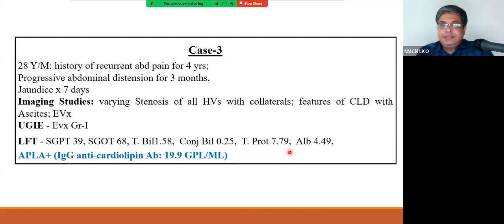So coming to case 3, a 28-year-old male with history of recurrent abdominal pain for 4 years, progressive abdominal distension for 3 months, and jaundice for 7 days. On imaging studies, varying stenosis of all hepatic veins with collaterals, features of CLD, ascites, and esophageal varices were noted. On upper GI, grade 1 varices were there. LFT was again just marginally deranged, and the patient was APLA positive.